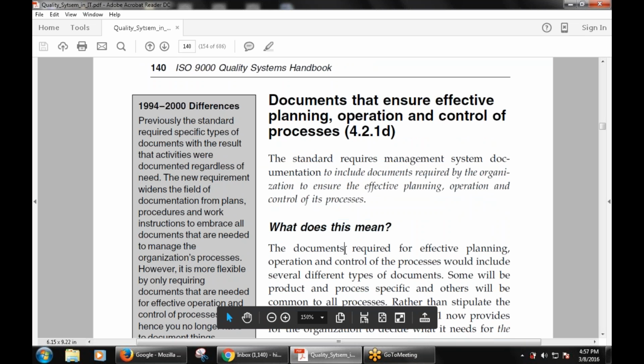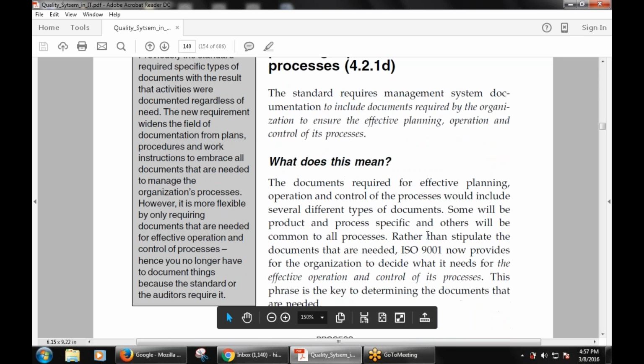Now, what does this mean? The documents required for effective planning and operation would include several types of documents. Some will be product and process specific, and others will be common to all the processes, rather than stipulating the documents that are needed.